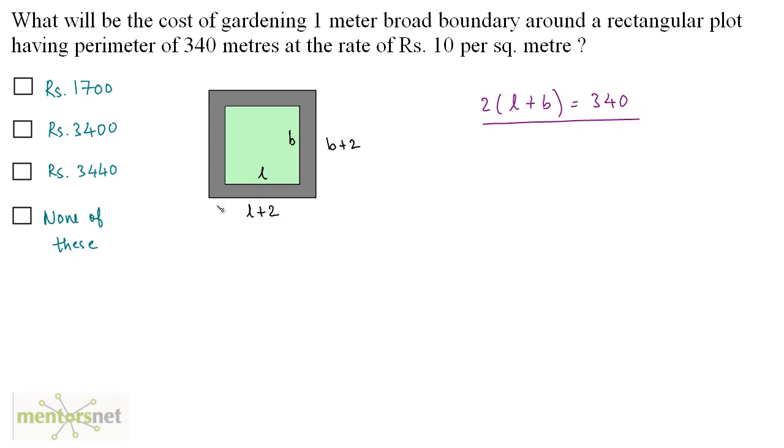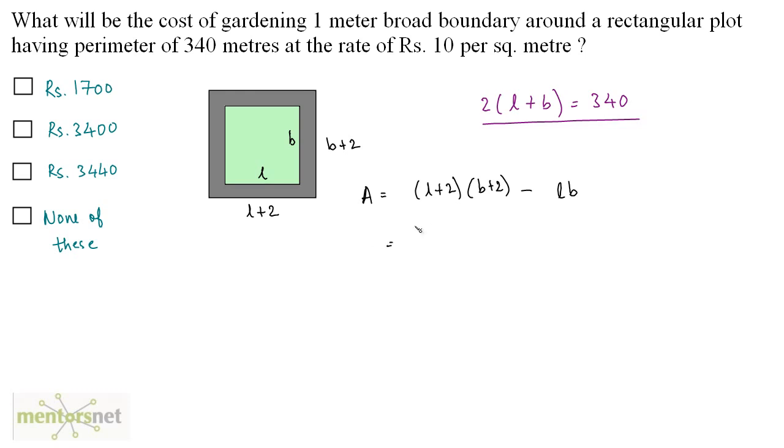Well, if you subtract the area of the inner rectangle from the outer rectangle, you will get the area of this boundary. Well, what is the area of the inner rectangle? That's LB. What is the area of the outer rectangle? That's L plus 2 times B plus 2, length into breadth. So you are subtracting the area of the inner rectangle from the area of the outer rectangle. So this will give you the area of this shaded gray region.